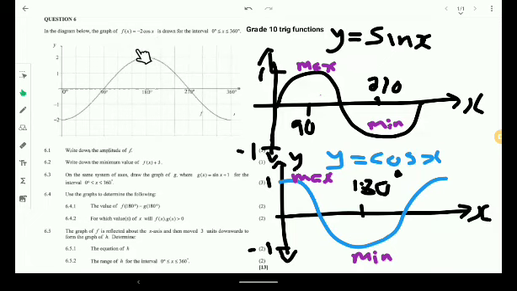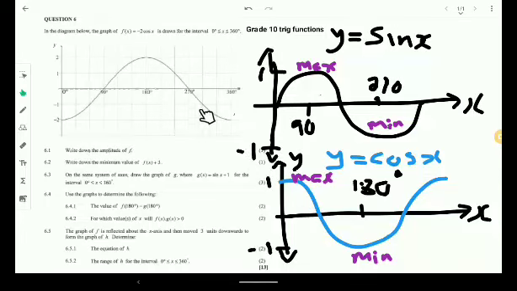So the amplitude is positive 2. If they ask us the amplitude, the original graph used to be positive 1. That means for this one it is going to be positive 2. The amplitude is always positive. Remember that the amplitude is always positive. So let's try to answer this question here.